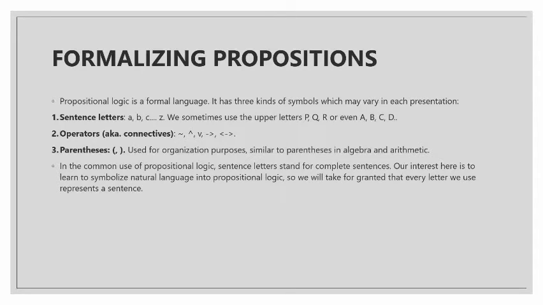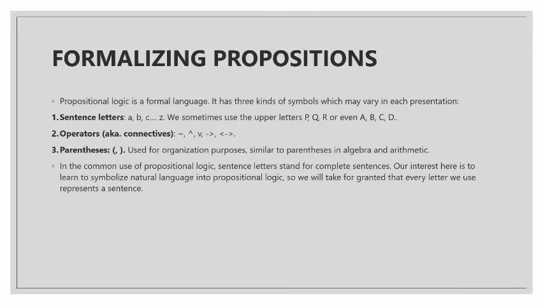Propositional logic is a formal language. It has three kinds of symbols, which may vary in each presentation. First, sentence letters, A, B, C to Z. We sometimes use the upper letters, P, Q, R, or even A, B, C, D. Second, operators, aka connectives, with the symbols negation, conjunction, disjunction, conditional, and biconditional. Third, parentheses, used for organization purposes, similar to parentheses in algebra and arithmetic.